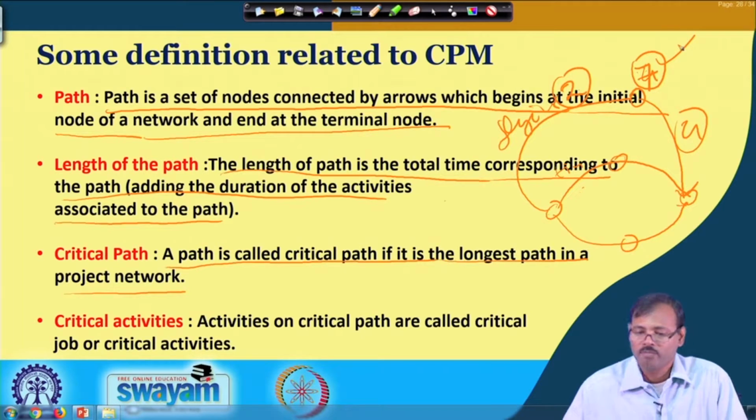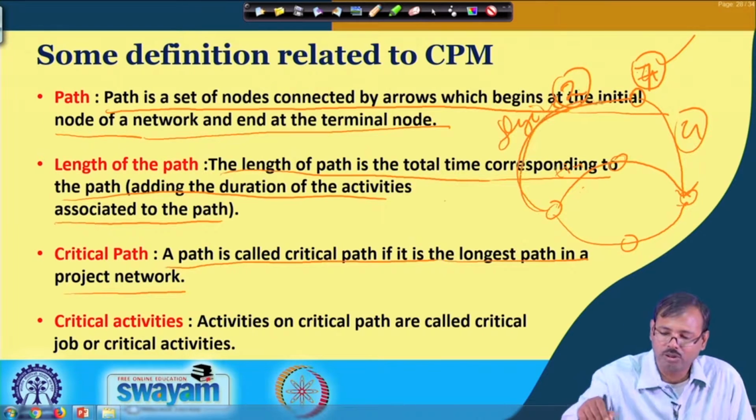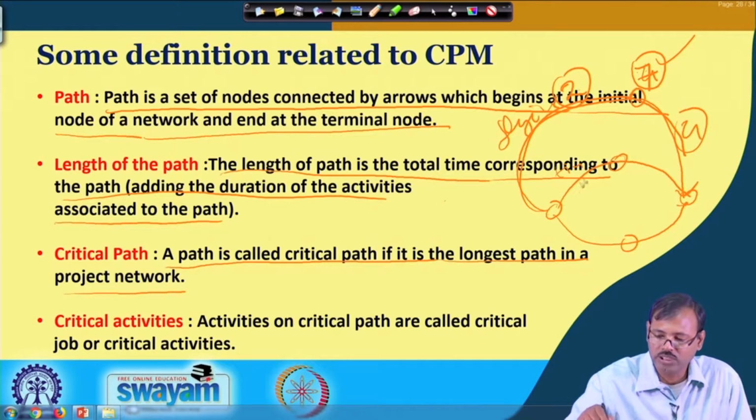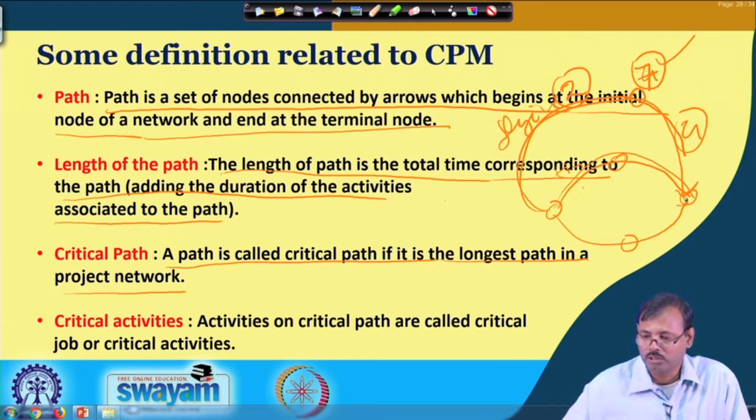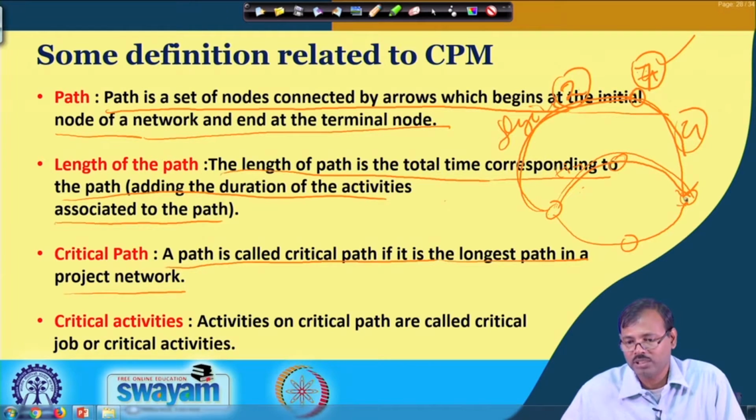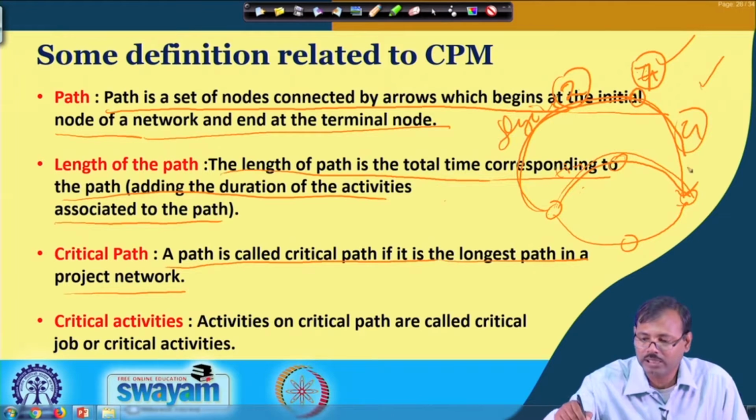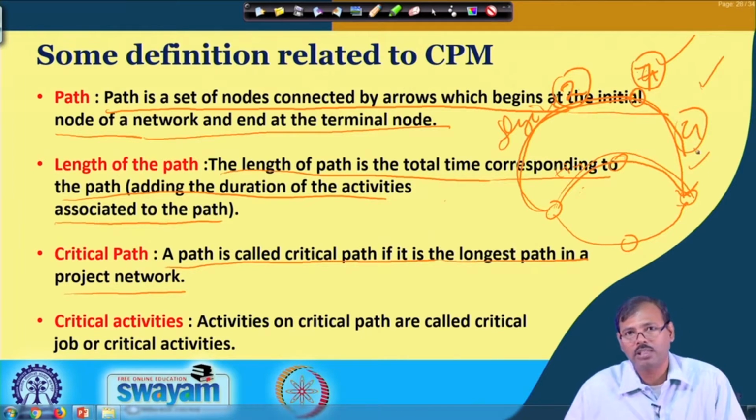So, that is why the time taken by this is also 13 hours. The time taken from San Francisco to Santa Barbara and to Los Angeles, driving time, is also 13 hours. So, both the paths are taking 13 hours, that means both the paths are critical paths. So, there may be more than one critical path.